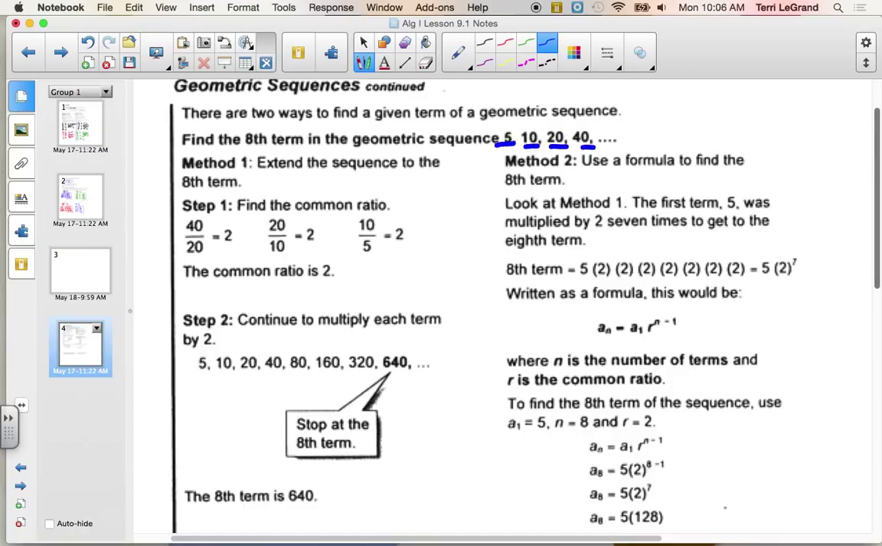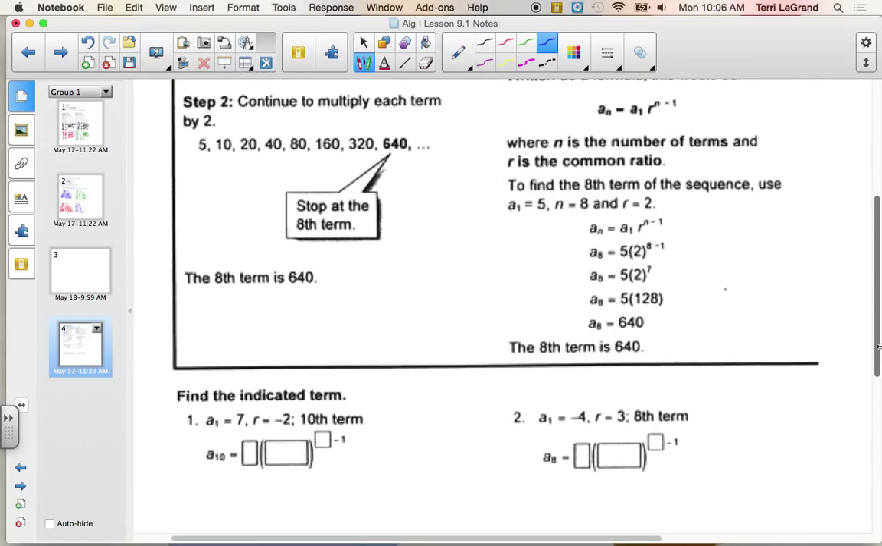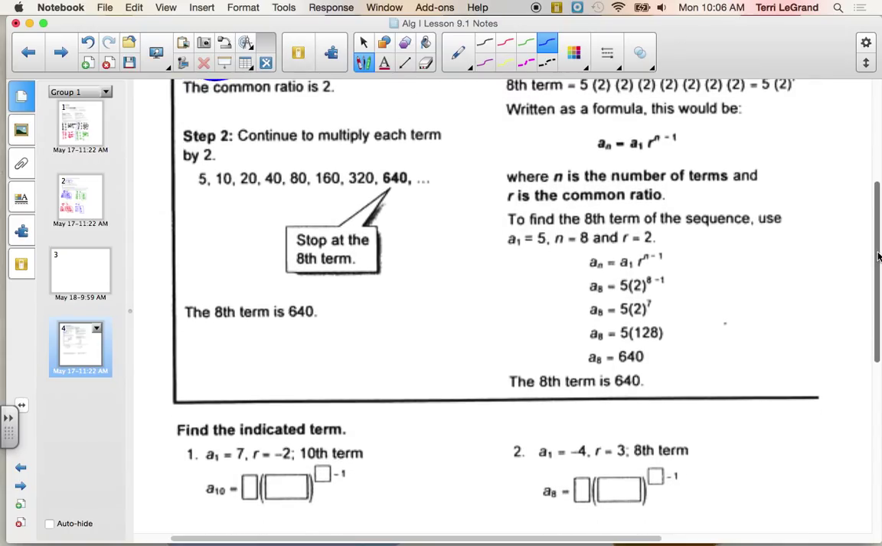Okay. So again, if it is a geometric sequence, we really only need to do one division problem. We don't really need to do all 3 of them. We need to find what the constant ratio is. And we have 2 methods of how we can do this. Now I'm going to advise you to learn method 2. Because if they ask you to find the 50th term, you're not going to want to have to keep multiplying like method 1 does.